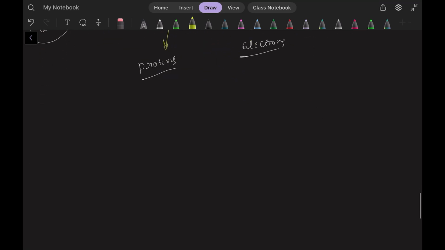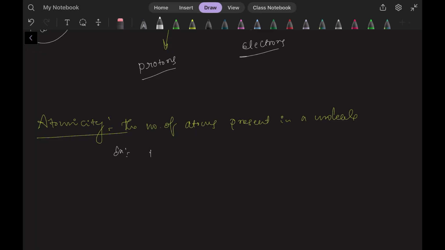So what do you mean by atomicity? Atomicity is nothing but the number of atoms present in a molecule. See, for example, if I have H2, what is the atomicity, meaning how many hydrogens are there? 2. So atomicity is 2 only. If I am using the word water molecule, what is the atomicity for this? 3. How? 2 hydrogen, 1 oxygen. Total 3, right?